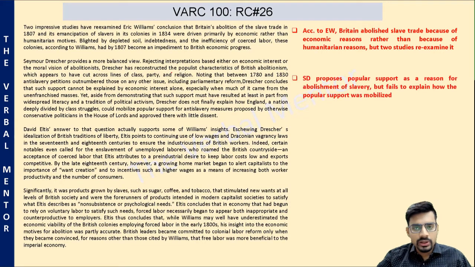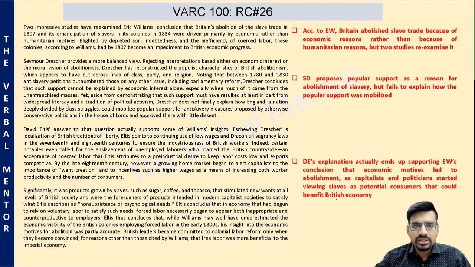In the second paragraph, the author tells you Mr. SD proposes that popular support was a reason behind the abolishment of slavery, but he fails to explain how this popular support was garnered. And in the next two paragraphs, the author explains the other third person, Mr. DE, David Eltis.